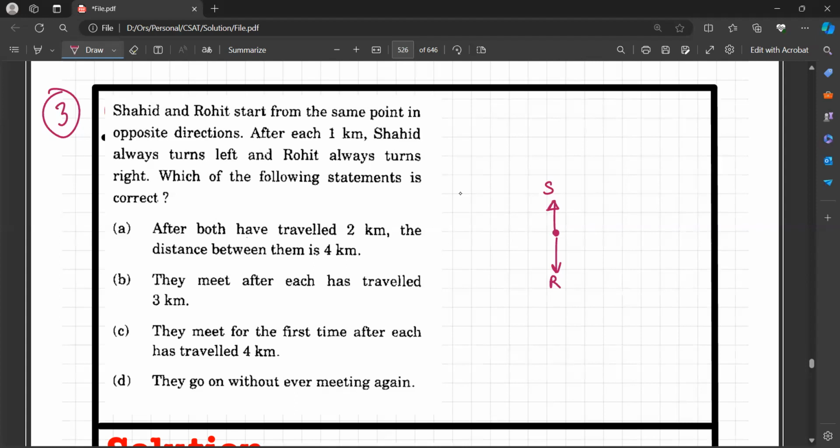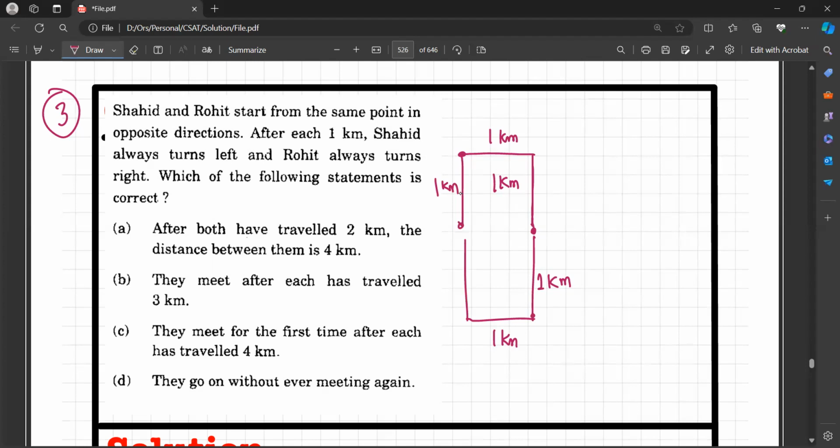After each 1 kilometer, Shahid always turns left. So I am clearing this diagram and beginning it again. Suppose this is the 1 kilometer ride that Shahid has made, turns left. So the left will be which side? This side. Turns left, again goes 1 kilometer. Rohit goes 1 kilometer this side and turns right. So right will be this 1 kilometer. Again turns left, again reaches 1 kilometer. Again turns right, reaches 1 kilometer.